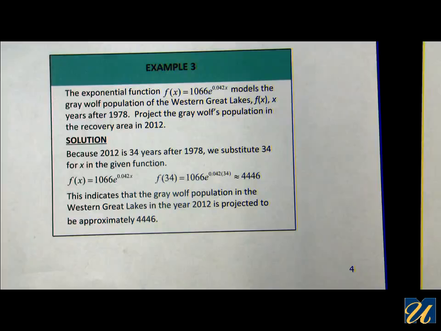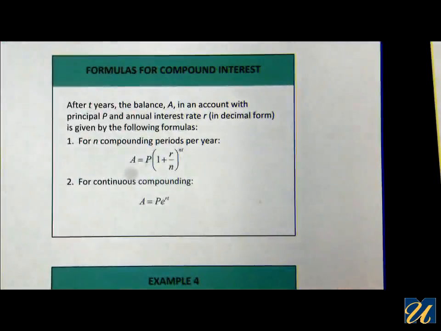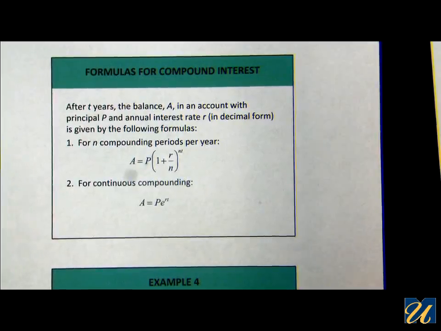Let's take a look at a different way to apply exponential functions. Compound interest. After t years, the balance A in an account with principal P, principal is the amount of money that you initially put in the account. A is often called the future value, which is the amount that you will have in the account after some period of time. Here that period of time is t, measured in years.